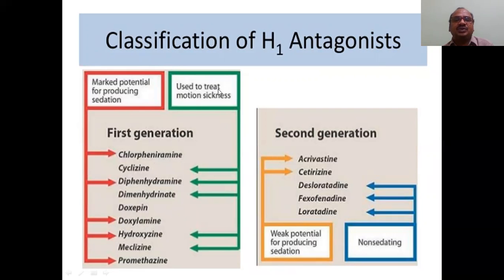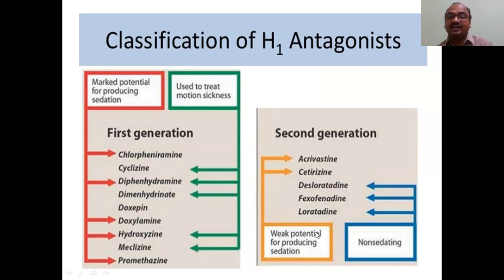Okay, and see here, used to treat motion sickness, this green color: cyclizine, diphenhydramine, dimenhydrinate, hydroxyzine and meclizine. These are used for motion sickness, which is mainly due to the H1 receptor only. Second generation, all these are second generation.